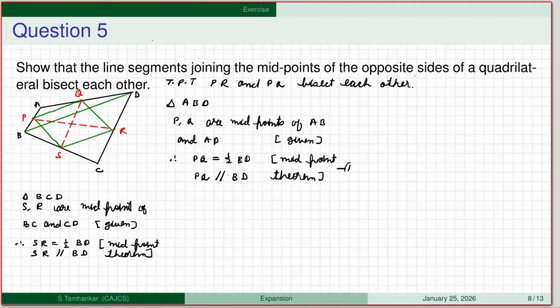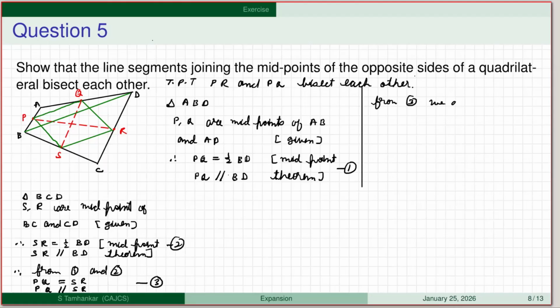Now, if I call this point number 1, and this point number 2, from points 1 and 2, what do I get? From 1 and 2, I get PQ is equal to SR, and I get PQ parallel to SR. And this can be called my point number 3. So from point number 3, what do I get? I get that this quadrilateral is a parallelogram. So from point number 3, we get PQRS is a parallelogram.